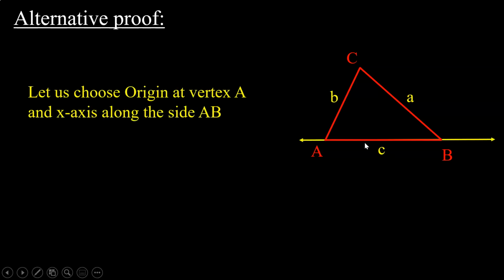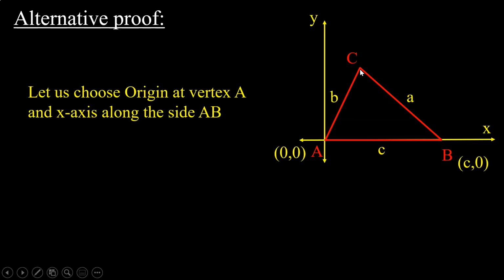Now moving on, we'll see another way to prove cosine rule. In this proof, we'll be taking help of the coordinate system, and also we'll be using the distance formula. So let's say we have triangle ABC. Now let us choose the coordinate axis in such a way that the origin is at vertex A and the side AB is along the x-axis. So this is the x-axis and this is the y-axis. Therefore the coordinates of vertex A are going to be (0, 0) and the coordinates of vertex B are going to be (c, 0), because the length of AB is c units.